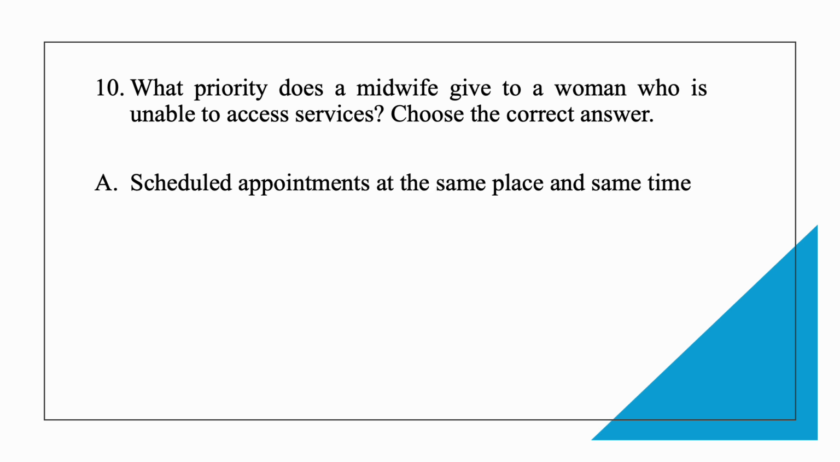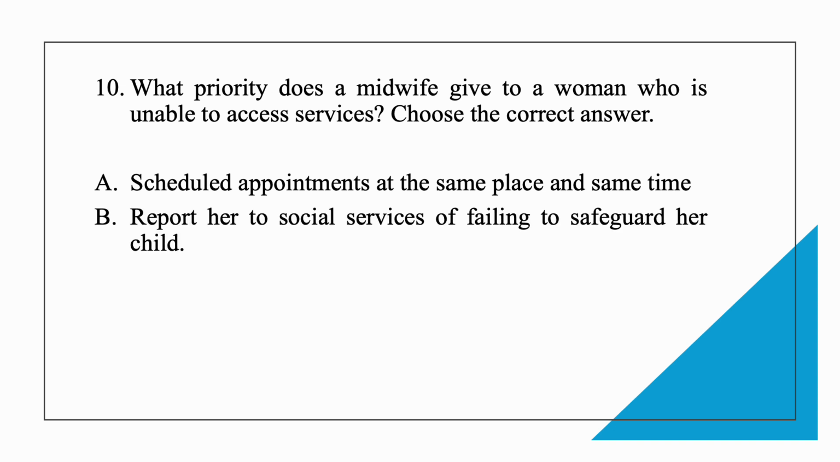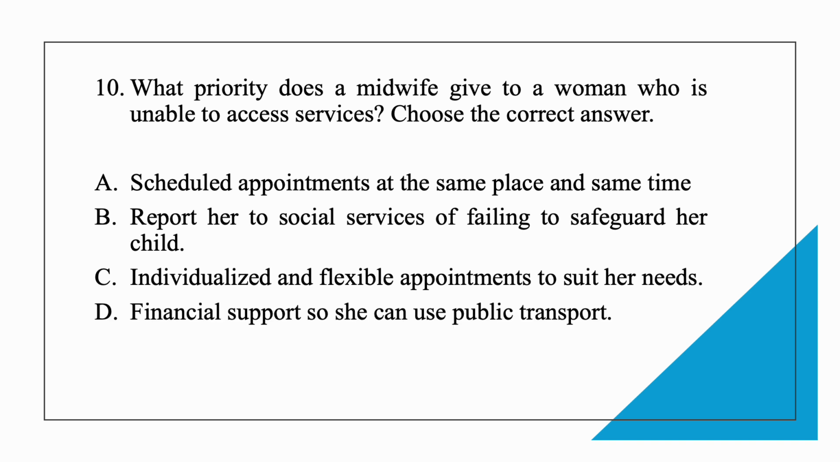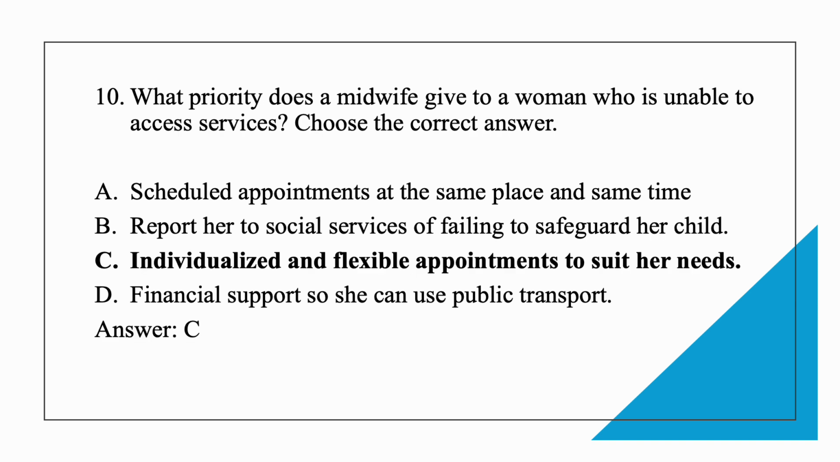Option A. Scheduled appointments at the same place and same time. Option B. Report her to social services for failing to safeguard her child. Option C is individualized and flexible appointments to suit her needs. Option D is financial support so she can use public transport. The correct answer is option C, individualized and flexible appointments to suit her needs.